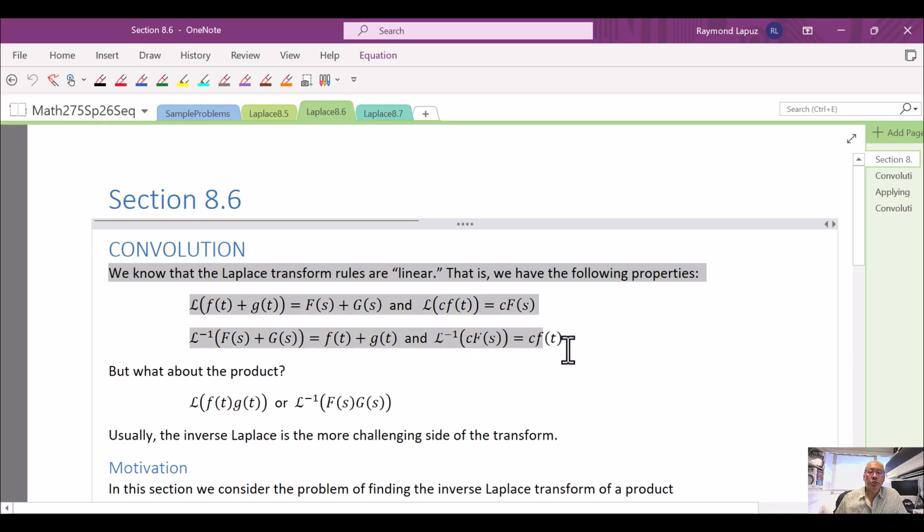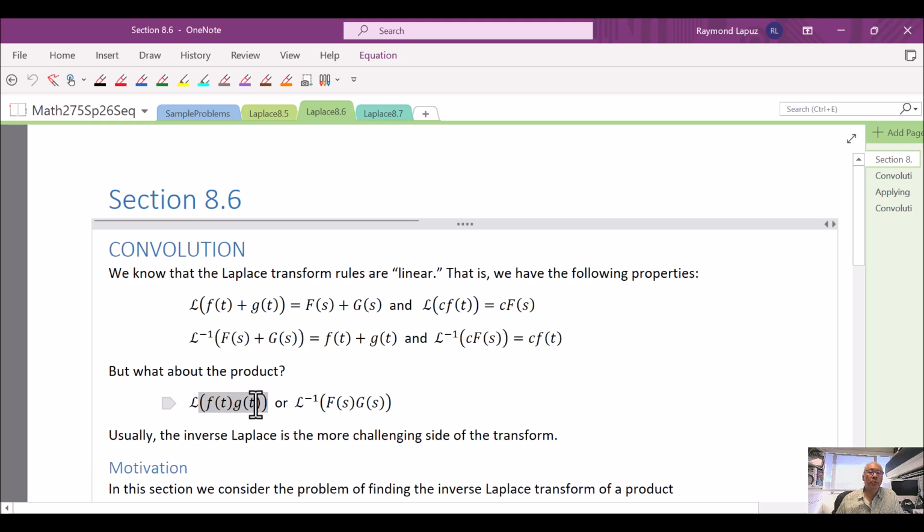We know for the Laplace transforms, we satisfy the sum and the scalar multiple constant thing, where the Laplace transform of the sum is a sum of the Laplace transforms, and the Laplace transform of the constant times a function is a constant times the Laplace transform of the function. Inverse Laplace works the same way. But what about if we have a product? When we're adding, subtracting, we can do that easily, but if we have a product, can that work out the same way?